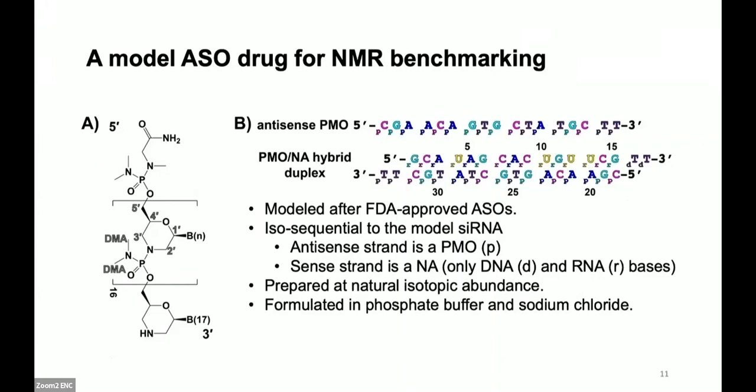It's important to note that all of these models are formulated in conditions that closely match those of FDA-approved drugs, so phosphate and sodium chloride, and at neutral pH. Also, these are prepared at natural isotopic abundance, so no carbon-13 or N15 labeling. And all the measurements I'm about to show you were collected on readily available magnetic field strengths of around 600 megahertz. There's also some 900 megahertz, but you don't need to use that high of a field strength.